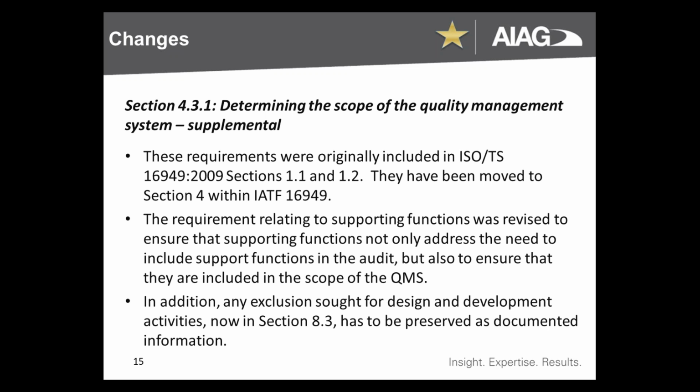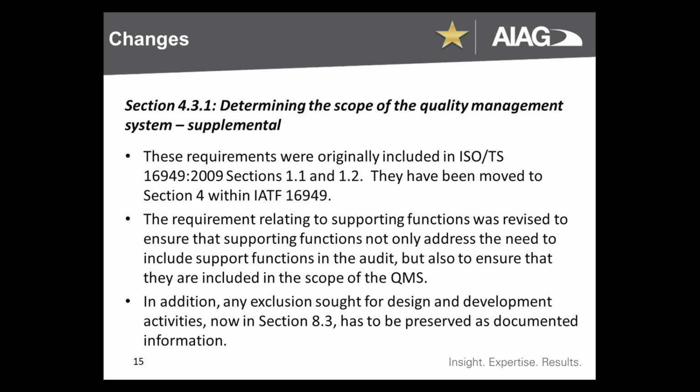So some of these requirements were originally included in sections 1.1 and 1.2 of TS 16949, and they've moved to section 4, which is now normative. The requirement relating to supporting functions was revised to ensure that supporting functions not only address the need to include support functions in the audit, but also to ensure that they're included in the scope of the QMS. So not really a change here. The supporting functions need to be included in the audit, and they need to be included in the organization's scope.